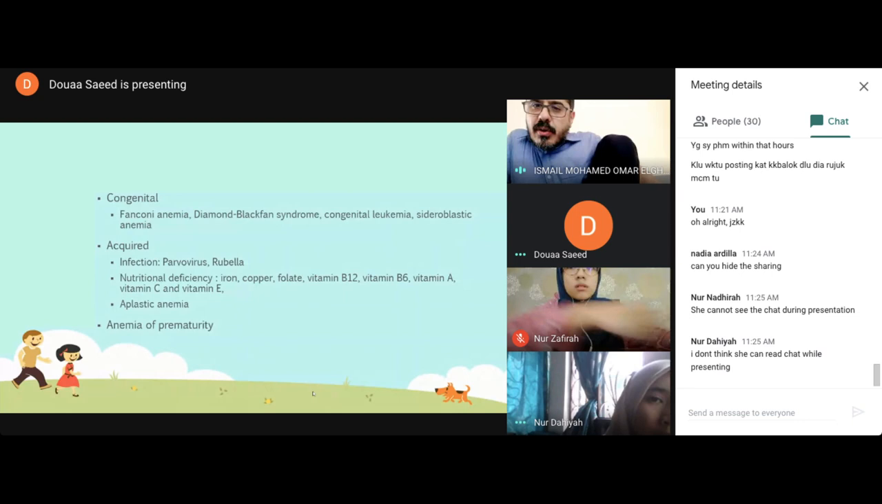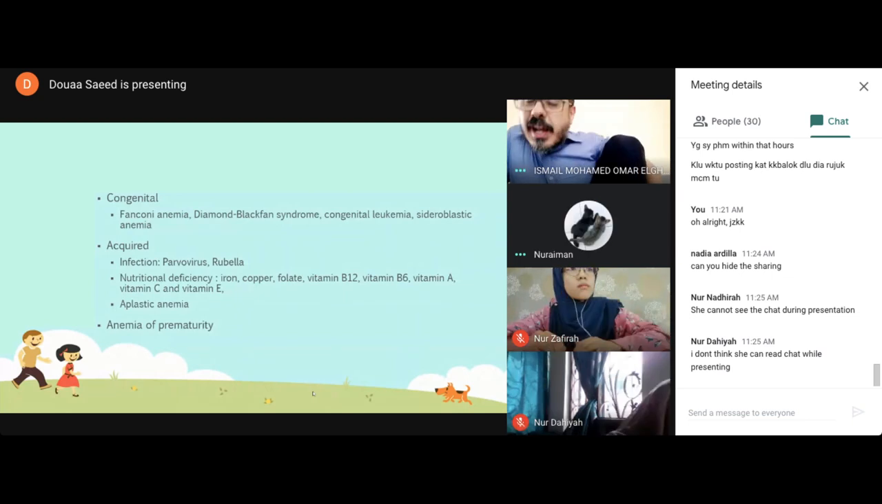What about Diamond-Blackfan? Not sure that they can have the same thing. Also thumbs. They may have some. Yes, yes. Triphalangeal thumbs. Triphalangeal thumb. So Diamond-Blackfan also may have thumb abnormalities, triphalangeal thumb, or also they may have absent thumb. So again, Diamond-Blackfan commonly has thumb abnormalities. Fanconi, thumb abnormalities and absent radius.